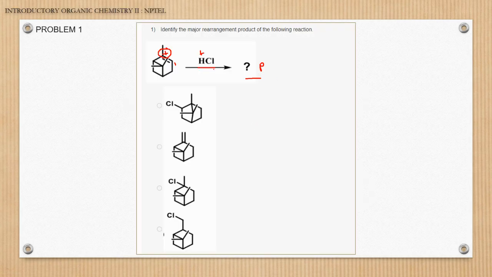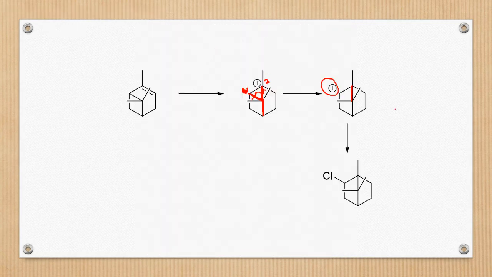In the question itself, they have given you HCl. Cl- we know is a good nucleophile, right? So it would act as a nucleophile and trap your positive charge, that is the carbocation, to give you the Cl at this position.